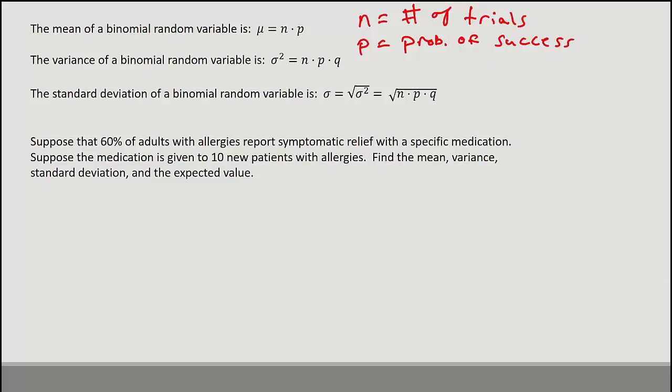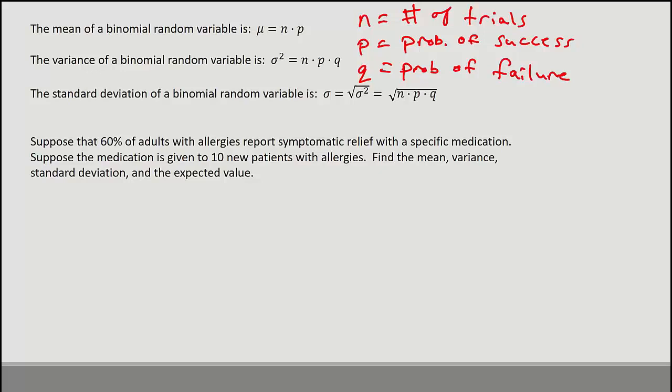It's n times p times q. Well, what the heck is q? We know n and p. What the heck is q? Well, q will be, let's see, only two things can happen with the binomial random variable. Either success or failure. So what's q? Q is the probability of a failure. Okay? And then, of course, the standard deviation will always be the square root of your variance. All right? Here we go.